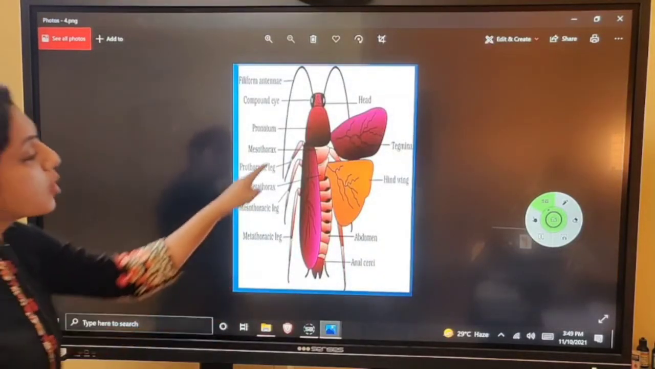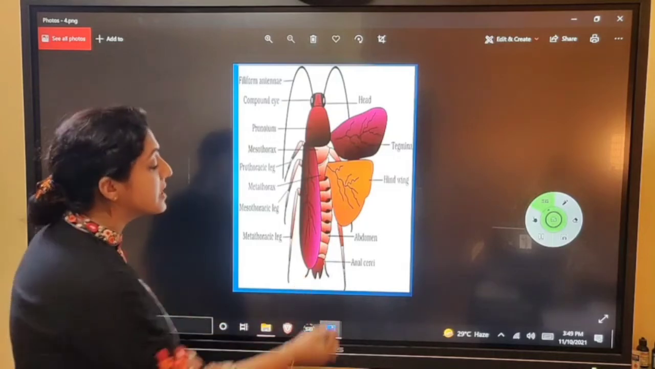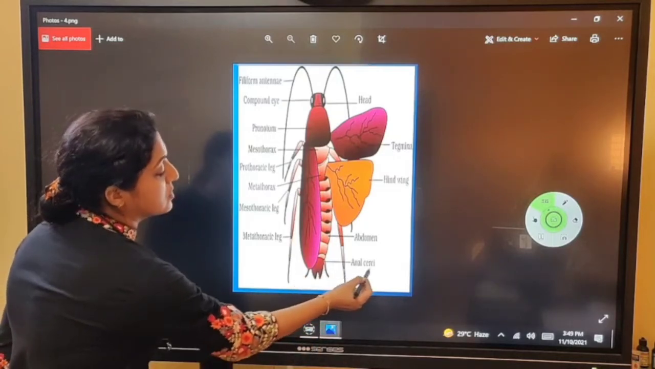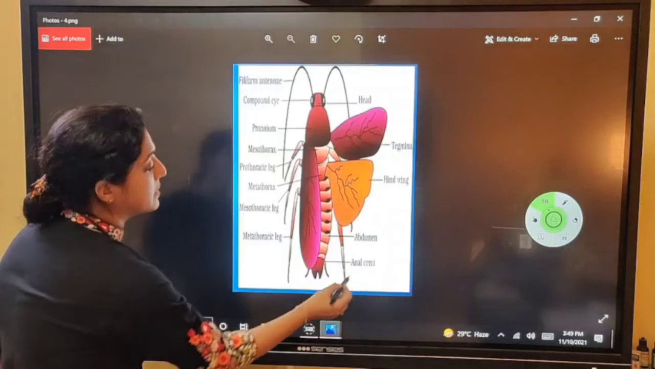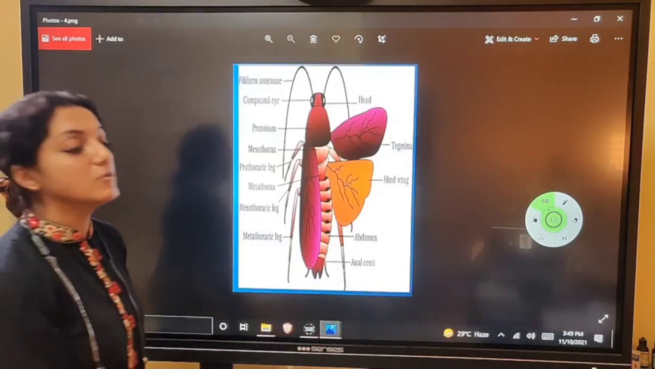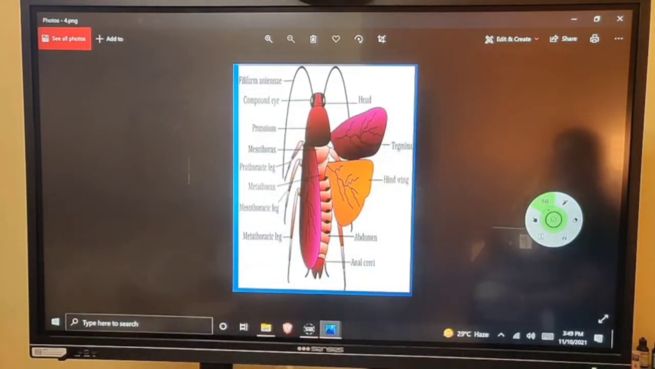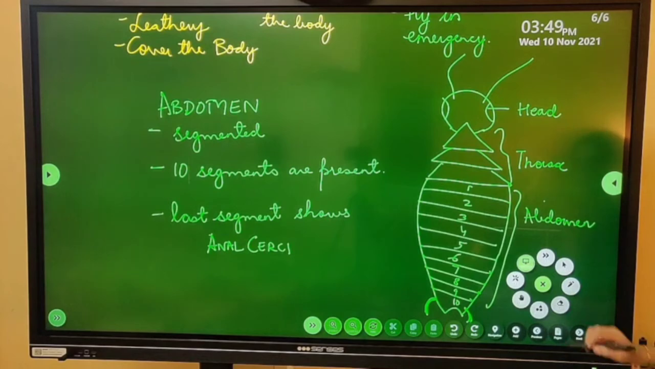So see, the abdomen is divided into 10 parts. It is segmented. You can appreciate the anal cerci also. See, the anal cerci can be appreciated. Abdomen is segmented. Body is divided into 3 parts. So all these points we have done in today's lecture. We will just quickly revise.